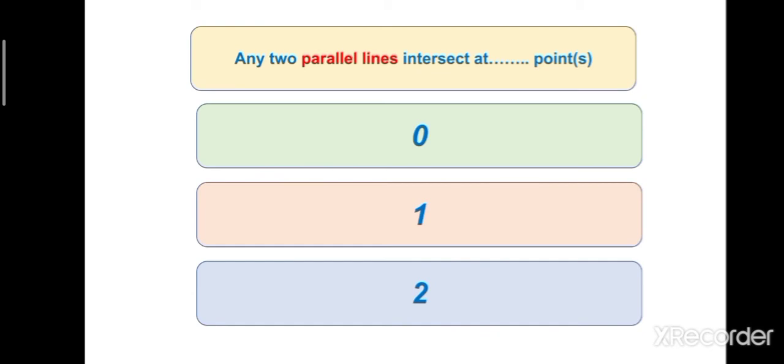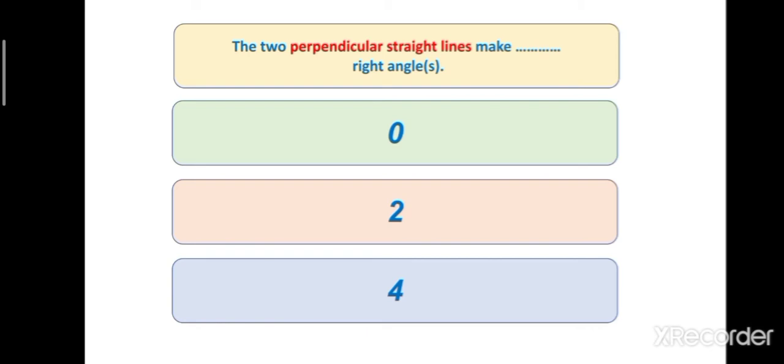Any two parallel lines intersect at: 0 point, 1 point, 2 points. Remember, parallel lines never intersect, so we can say that they intersect at 0 point.